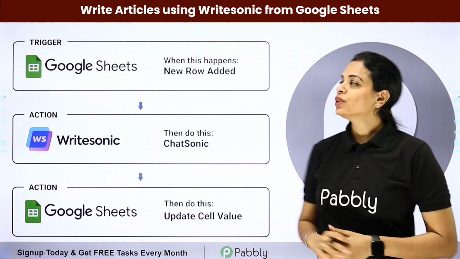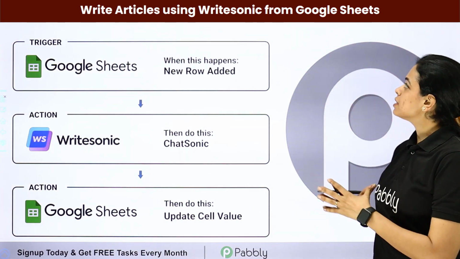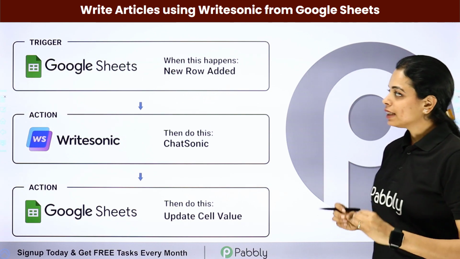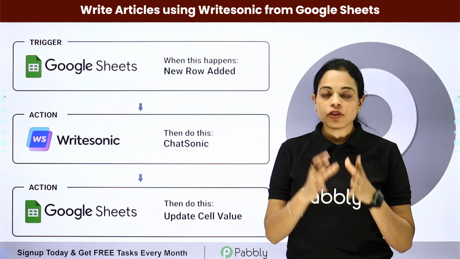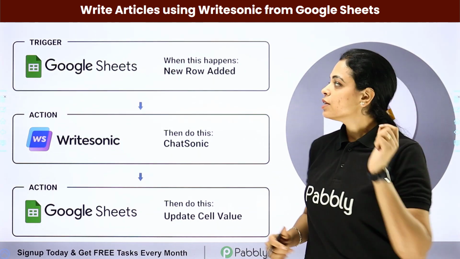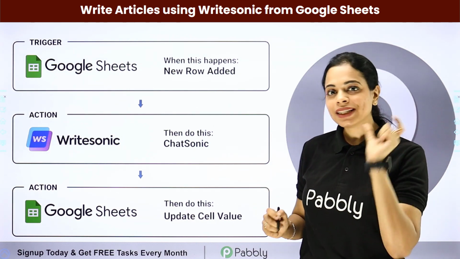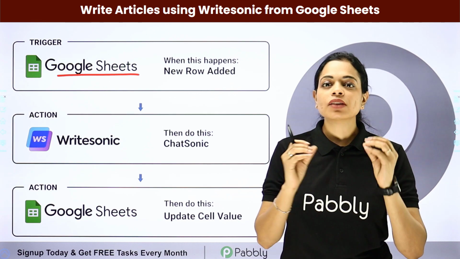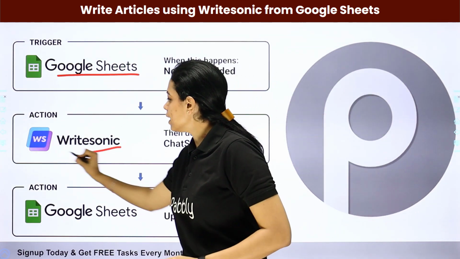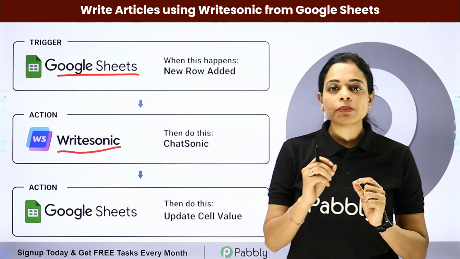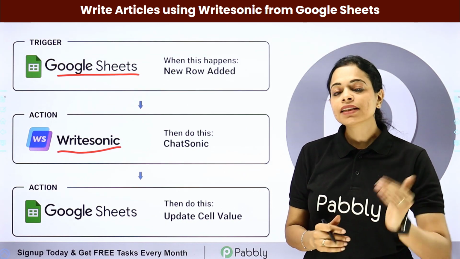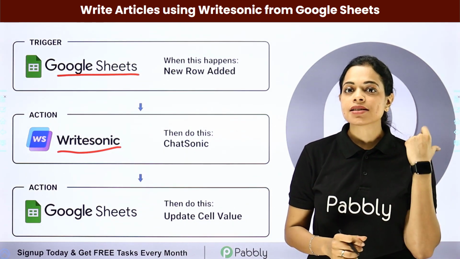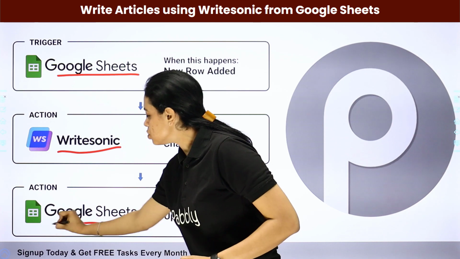In this video, we are going to see how to write articles using Writesonic from Google Sheets. So let's say that you have got certain titles for which you have to write articles. So every time a new topic is added to your spreadsheet, here we have taken the example of a Google Sheet, then with the help of Writesonic, which is an AI writer, you would be able to generate an article, and then the same article would be updated as a cell value in the same Google Sheet.